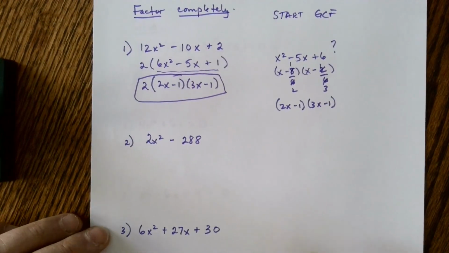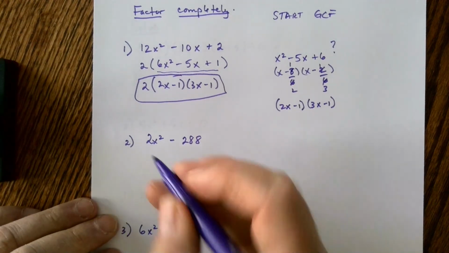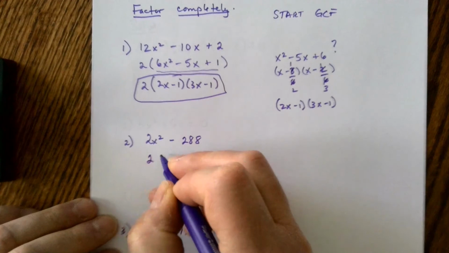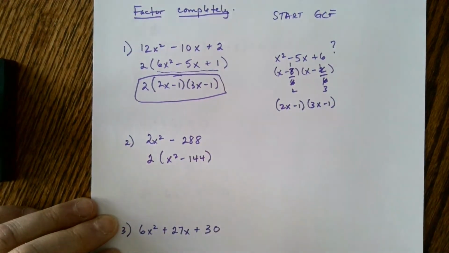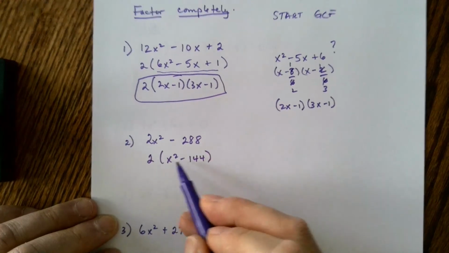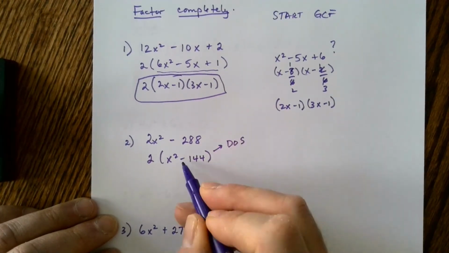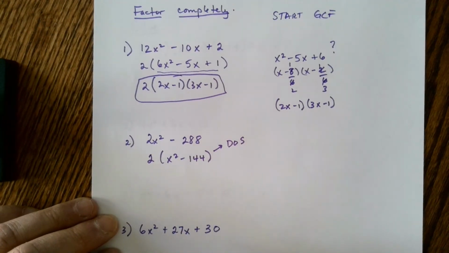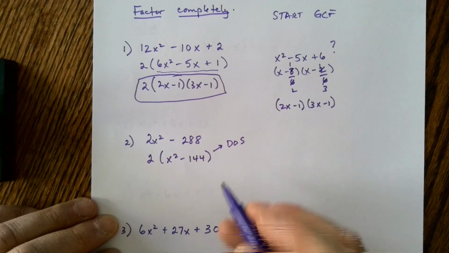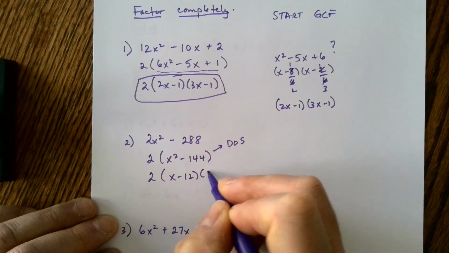Taking a look at problem number 2, again, you could pause the video if you wanted to. There is a greatest common factor again of 2. But notice this time I have 2 perfect squares. So now I can use the difference of 2 squares since they're subtraction. Now if this would have been addition, I would not have been able to do that. And I can continue to factor into x minus 12 and x plus 12.